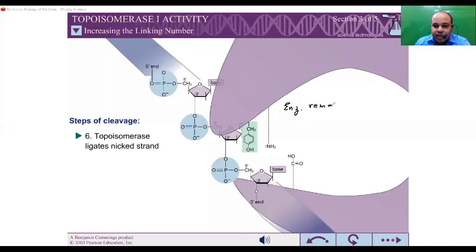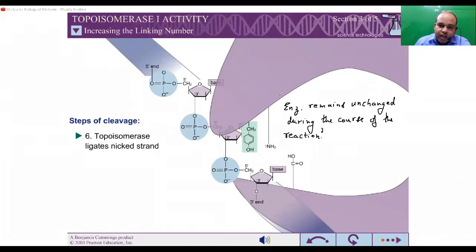Enzyme remains unchanged during the course of the reaction. पूरी रिएक्शन के दौरान एंजाइम हमेशा क्या रहते हैं? Enzyme always remains unchanged during the entire course of the reaction, whatever the reaction is taking place. चाहे रिएक्शन कैसी भी हो, एंजाइम कभी भी अपने आप को चेंज नहीं करते. एंजाइम पूरे कोर्स ऑफ रिएक्शन में सिमिलरली रहते हैं. They are always same. Okay, so let's move forward.